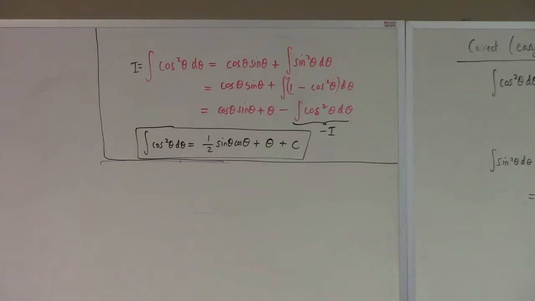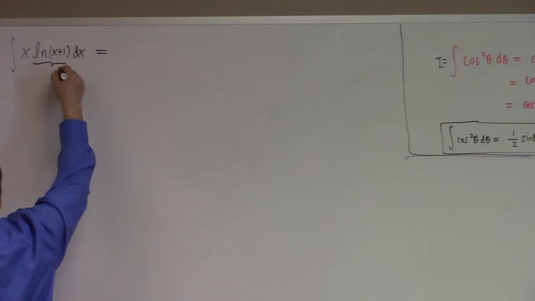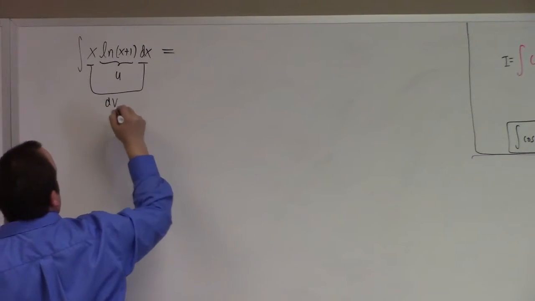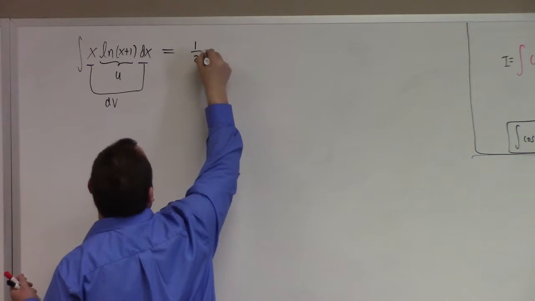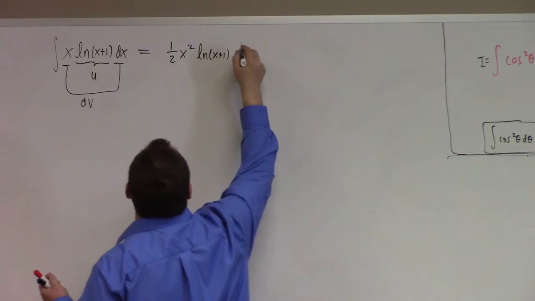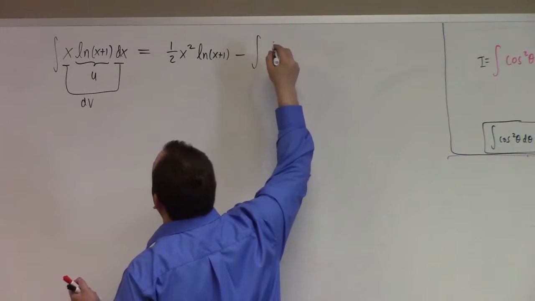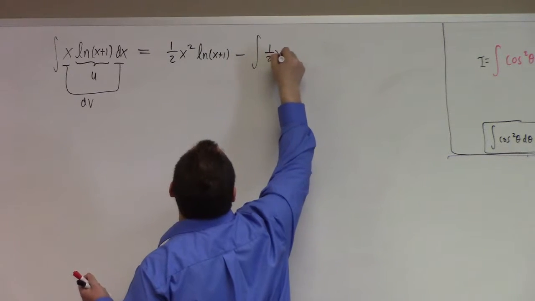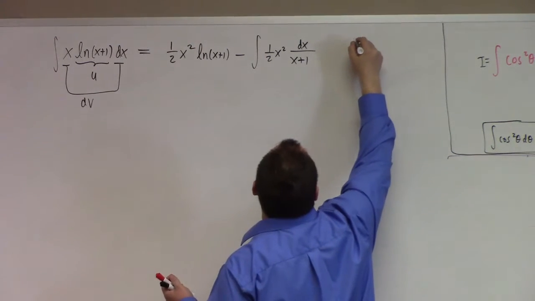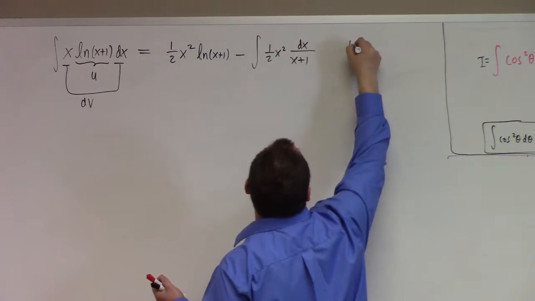Okay, so what was it? Is it the integral of x ln of x plus 1? All right, so you're right to start with. So LIATE, if we believe it, says that ln should be u. And then this thing should be dv, right? So that gives me 1/2 x squared times the natural log of x plus 1 minus the integral of v du, which would be 1/2 x squared times dx over x plus 1. All right. Are we good on that?